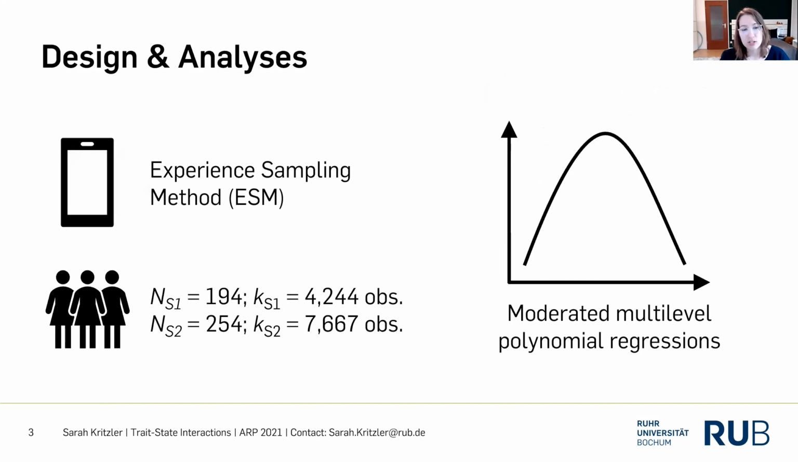We had two different samples to be able to replicate our findings, and we used moderated multilevel polynomial regressions to model these associations between personality traits, personality states, and state effect. Because these were polynomial regressions, the personality trait could interact either with a linear coefficient of the personality state, with a squared coefficient of the personality state, or even with both.